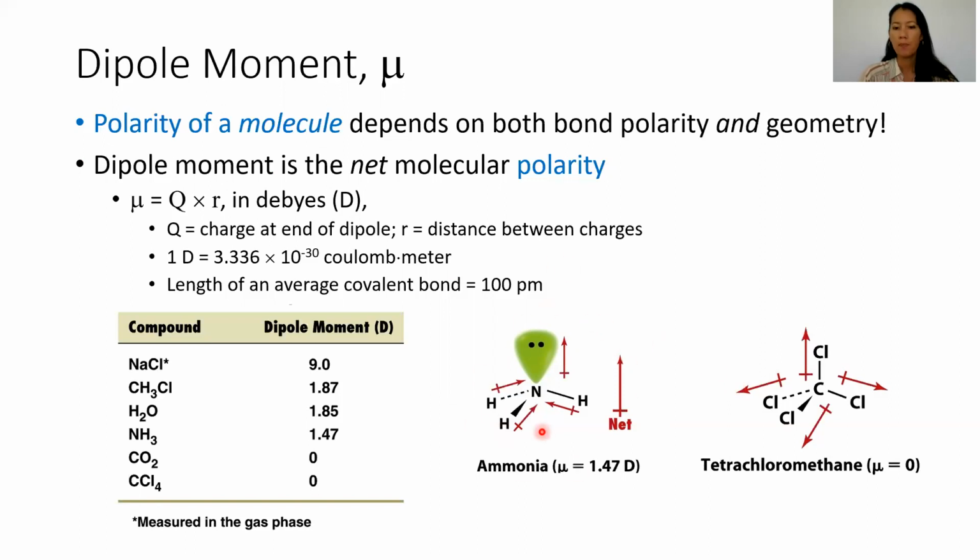Here is ammonia. Because of the lone pair, it's trigonal pyramidal, and the electrons in the lone pair have negative charge. So you could think of a dipole towards the lone pair. Overall, there are also these individual N–H dipoles. Overall, the net dipole is going up, and there is a certain number you can associate with that. It's mu, or the dipole moment, and it's 1.47 D for ammonia.